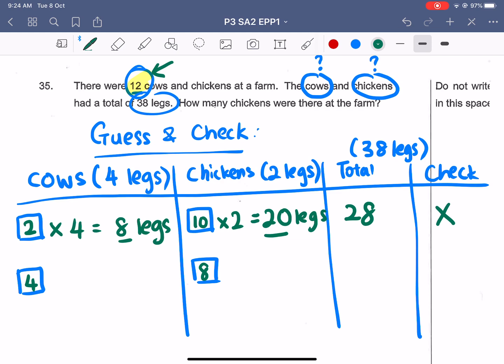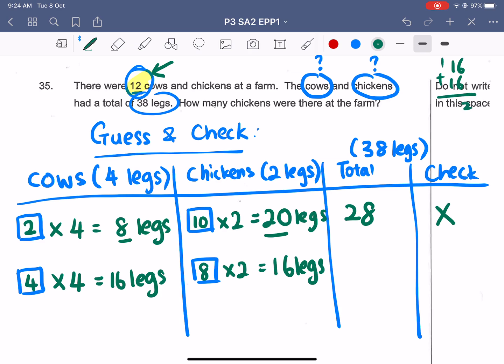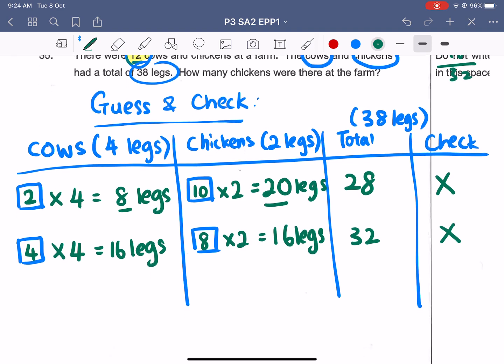So let's try now. If there are 4 cows, there will be 4 cows times 4 legs, a total of 16 legs. Whereas if there are 8 chickens and each chicken has 2 legs, there's a total of 16 legs. Now 16 plus 16, if I do a working at the side, I get 32 legs. Is that the number of legs that I want? No, not really. This is my second guess, which is also wrong. It's okay, because we keep on guessing until we get the correct answer.